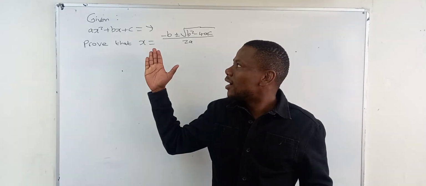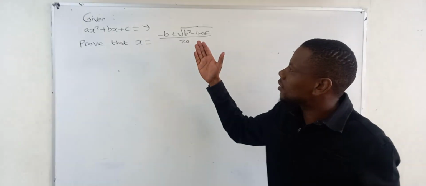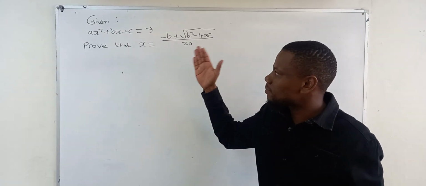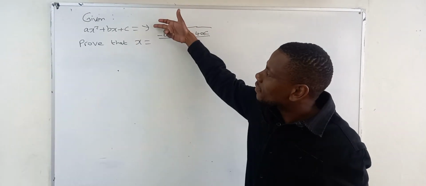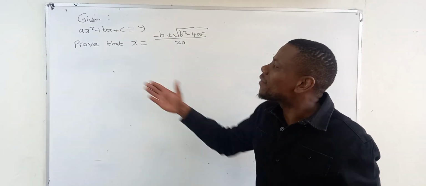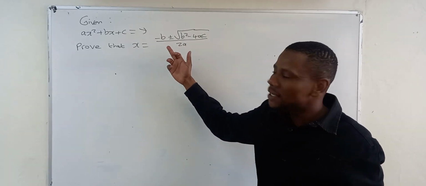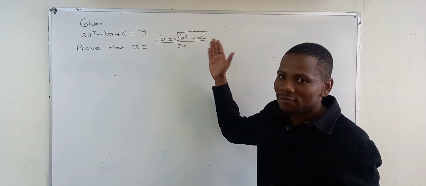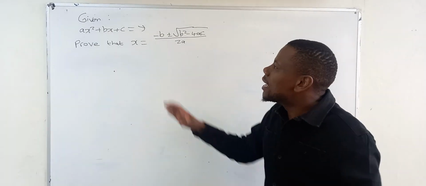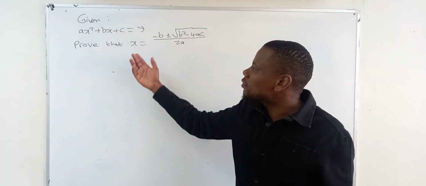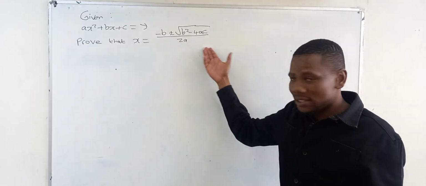So, on the board now we have the problem, which is ax squared plus bx plus c is equal to y. This is the standard form of the quadratic equation. So we have to prove that x is equal to minus b plus or minus the square root of b squared minus 4ac over 2a. So the first step that we do, they want the value of x. So we have to prove that x is equal to this.